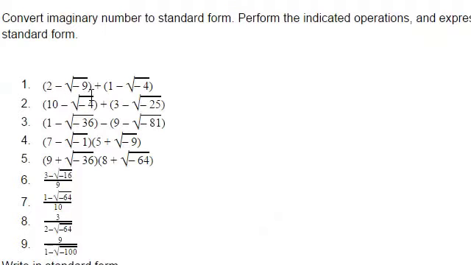2 minus the square root of negative 9 plus 1 minus the square root of negative 4. So like I said, there's a couple different ways of doing this. We can actually go ahead and convert this over into standard form as a complex number, or we can leave it as it is and then at the very end convert it over.